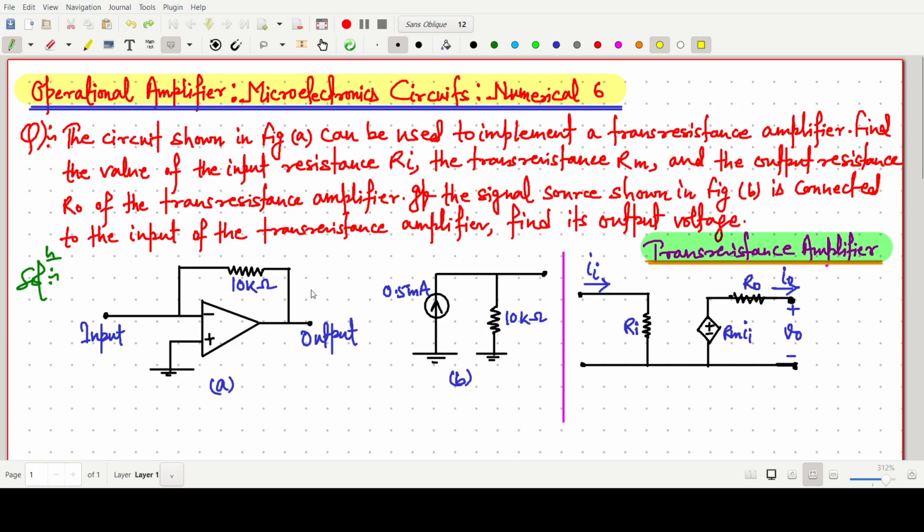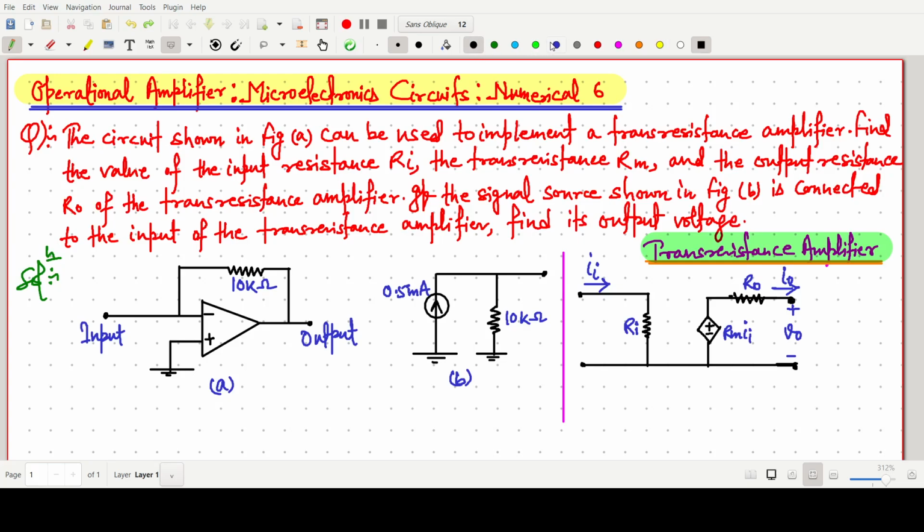This op-amp is used as a transresistance amplifier, and the signal source is shown in figure B, where we are giving an input current source like this. So we have to find the output voltage V naught. This operational amplifier can be used as a transresistance amplifier.